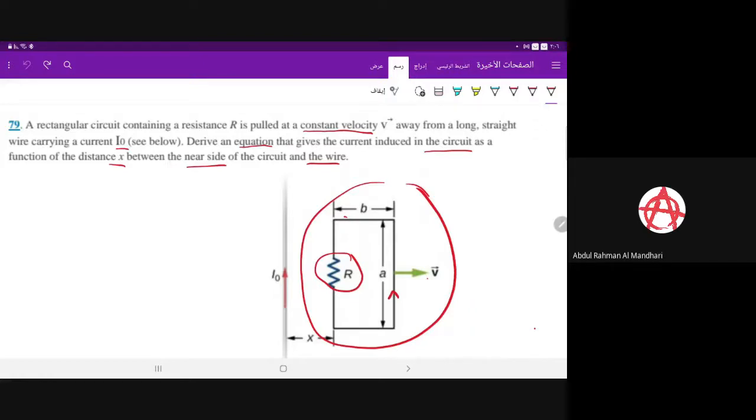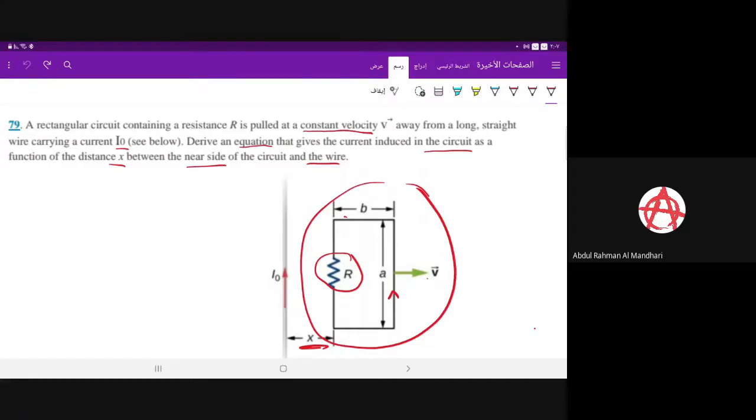How can we relate that induced current with the distance between the rectangular circuit and the original current, which is the wire? And what they did, they wrote an expression called x. X is the distance between the nearest side of that rectangular circuit and the wire, which carries the I naught. So at the end of the day, we need to see the effect of that.